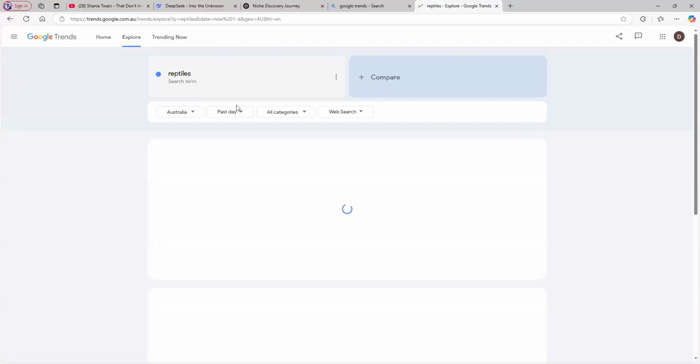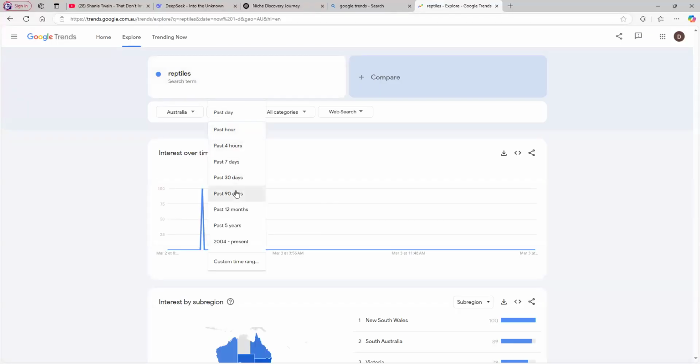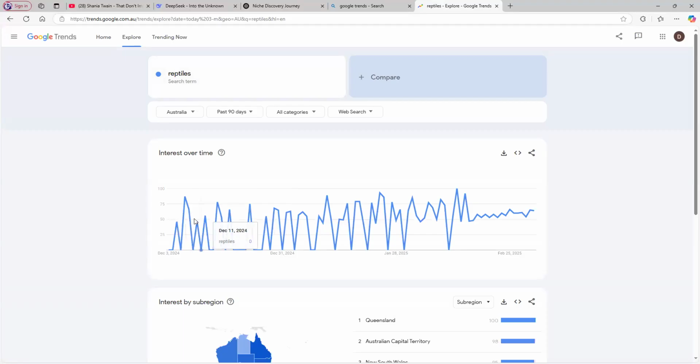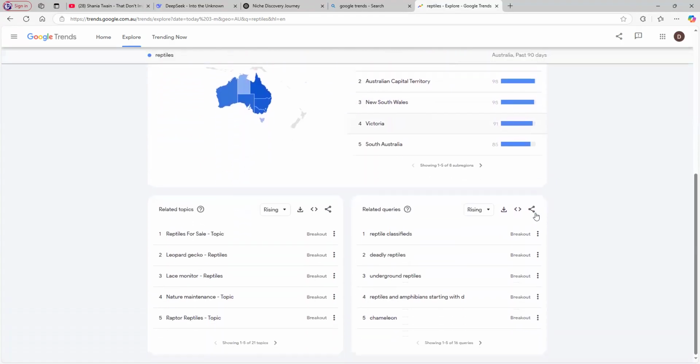Always go 90 days. That's what I always start with. And this is going to give you an idea. Now, as you can see, what I aim for is anything above 50. And this is kind of hanging around 50, so it might be an interesting thing to get into. You come down here, reptiles for sale is the rising.